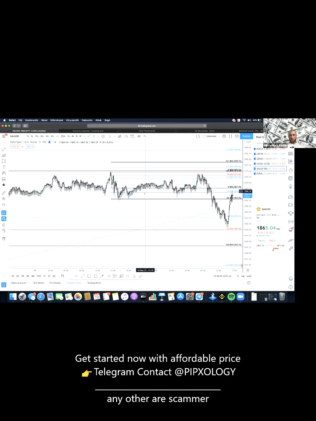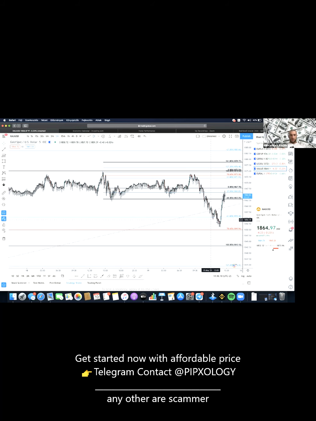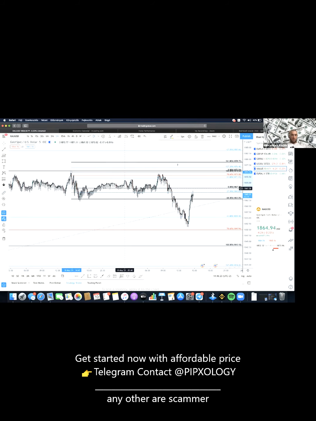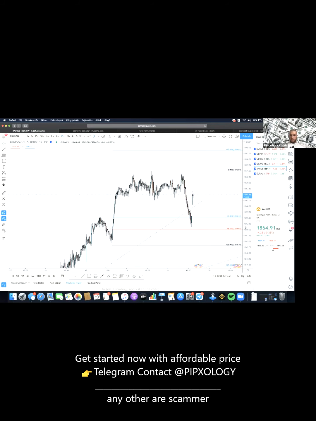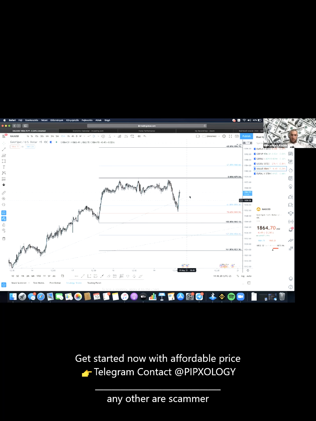So yeah, the first target was 1865. Basically we took out 83 pips. It's not bad, but you see if we were still in the trade from this point, it's 180 pips, but it happened, so no problem. We will see. I just did a little bit of trend line now.